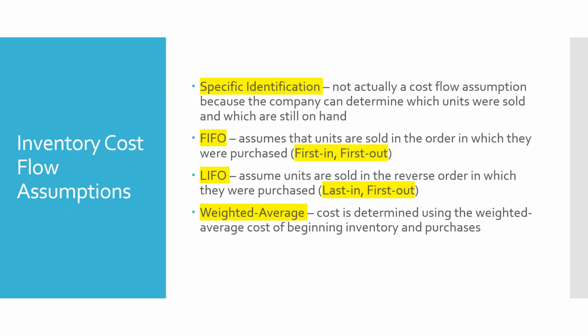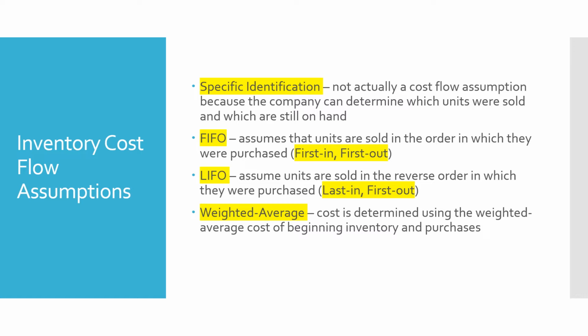Note that that doesn't have to have anything to do with the actual order in which units are sold. FIFO, or first in, first out, assumes that the units are sold in the order in which they were purchased. In other words, we're going to assume that we sell beginning inventory first and then purchases in the order in which they were made. LIFO, or last in, first out, assumes that the units are sold in the reverse order in which they were purchased. So we would sell our most recent purchase first and work backwards to beginning inventory.